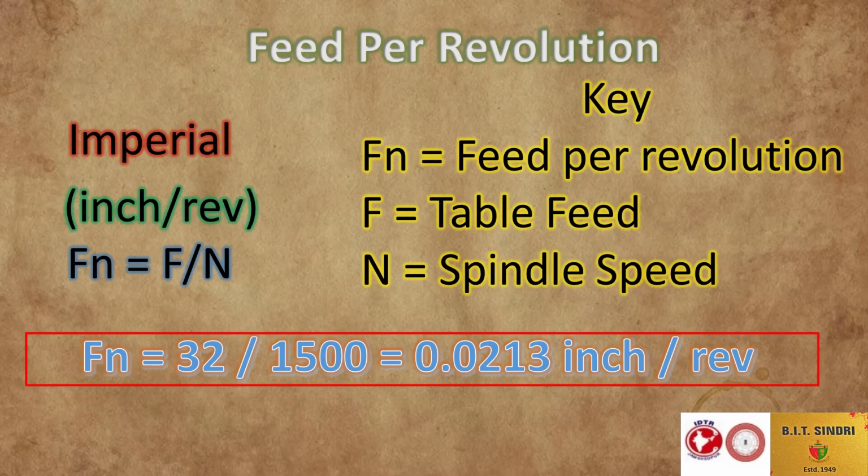So we are going to use a table feed of say 32, and we use imperial, so this is inches per minute. That is a really fast table feed, and we use the spindle speed of 1500. This is going to give us quite a fast feed rate, I would say. So 32 divided by 1500 would equal 0.0213. So we are looking at about 0.02 inch per revolution because this is in inches. That is a really fast feed, but that is the feed rate we would get from a table speed of 32 inches per minute with a spindle speed of 1500.